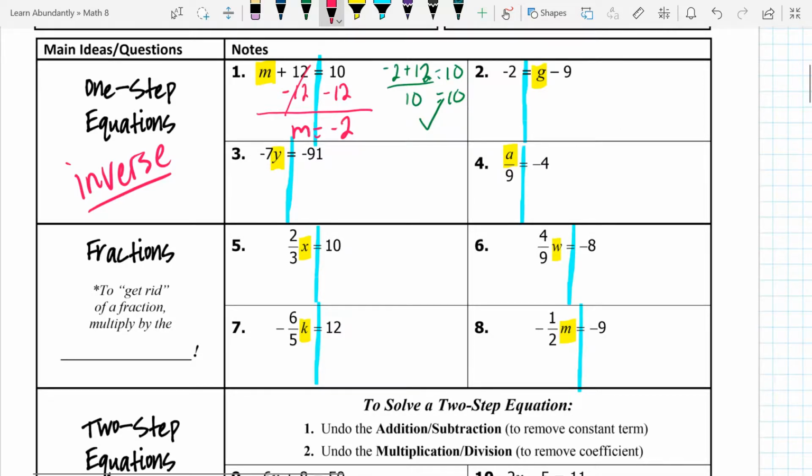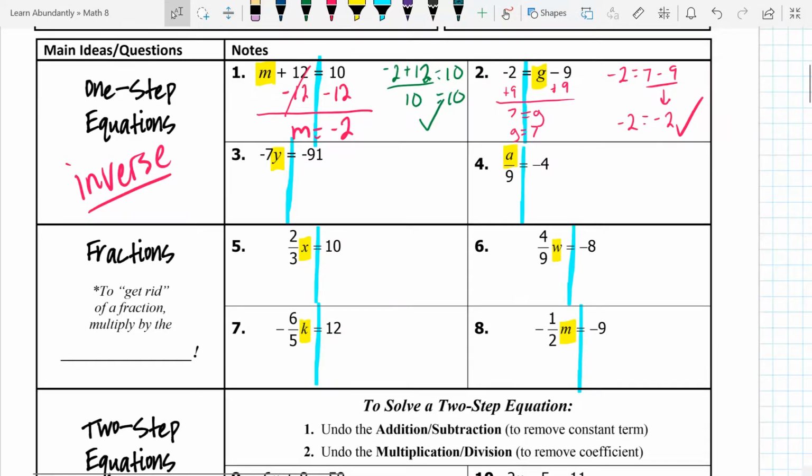Next problem, I have g, except it's on the right side. That's okay. It's being subtracted, so I'm going to do the opposite. I'm going to add 9 to both sides. If I add 9 to negative 2, I get 7. So I'm left with g all alone. G equals 7. Now I can flip that around if I want. I can just say g equals 7 the other way. I need to check to see if it worked. Negative 2 equals 7 minus 9. If I do 7 minus 9 in my calculator, I get negative 2. So it checks out.